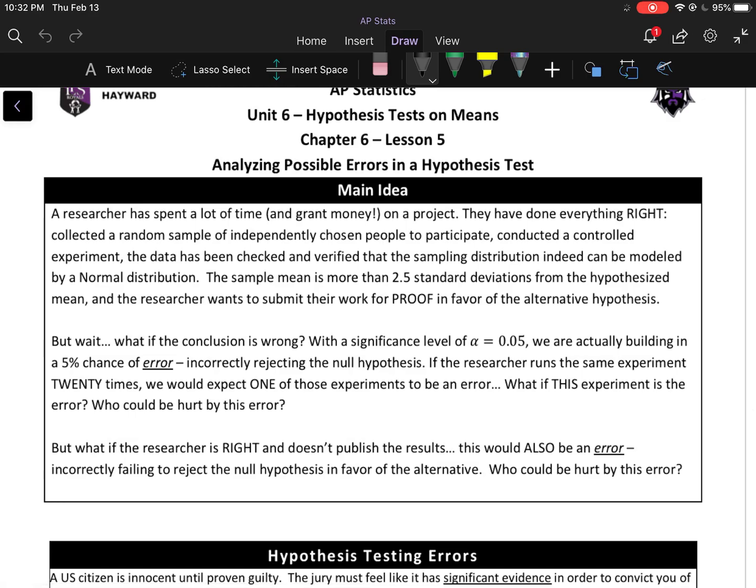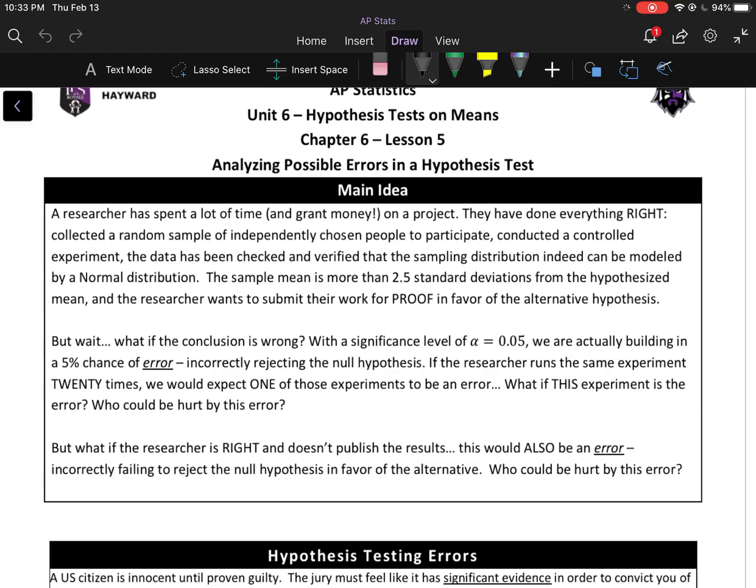A researcher has spent a lot of time and grant money on a project. They have done everything right. Collected a random sample of independently chosen people to participate, conducted a controlled experiment. The data has been checked and verified that the sampling distribution indeed can be modeled by a normal distribution. The sample mean is more than 2.5 standard deviations from the hypothesized mean, and the researcher wants to submit their work for proof in favor of the alternative hypothesis.